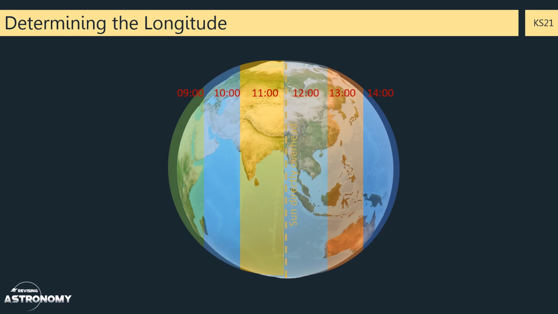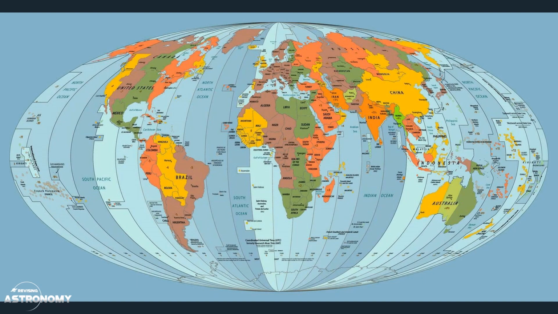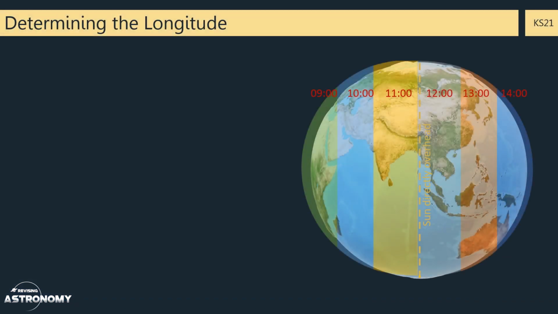Now this seems very simple, but it doesn't take into account borders of countries which do not follow simple mathematical divisions of the globe. So in reality, it's a little more complex when we're dealing with real life. But we'll keep our simplified model for the moment.